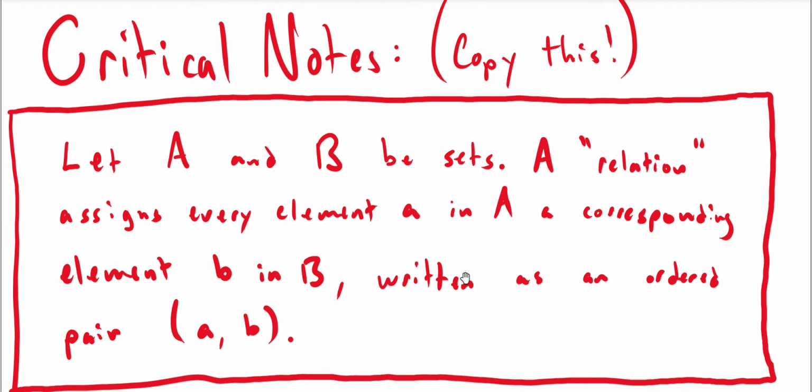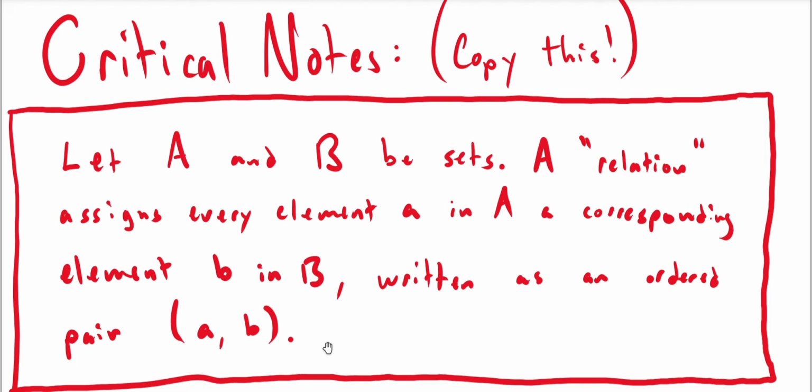Let A and B be sets. Any sets. Could be sets of numbers. For most of our class, we'll be dealing with sets of numbers, but they could just be sets of objects. A relation is an assignment that takes every single element in the set A and assigns it a corresponding element in B. And we write those as an ordered pair, A comma B.